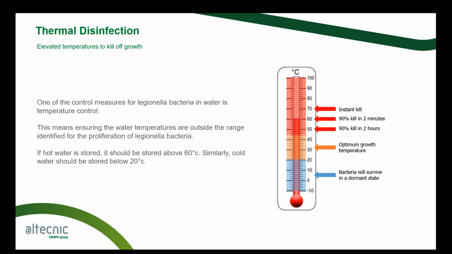And the hot water should be stored above 60 degrees, and similarly the cold water should be stored below 20 degrees. So one of the very simple things to remember when it comes to Legionella control is keeping the cold water cold and keep it turning over, keep it moving, and keeping the hot water hot, or as hot as you can, and keep it turning over.